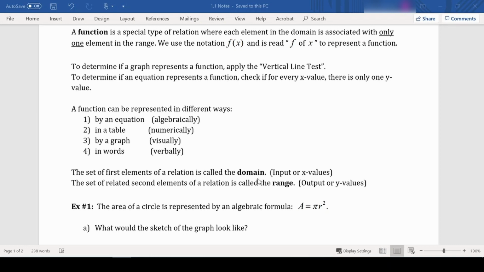You should be comfortable with finding domain of functions if you are taking this course. The set of related second elements is called the range. These are your output or your y values. Same thing, you should know how to find ranges of functions or relations at this point.